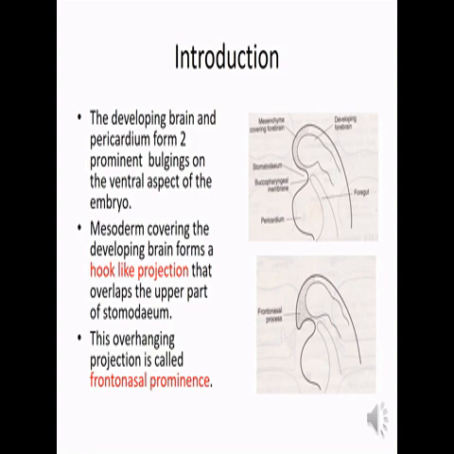Now, this developing forebrain develops a hook-like projection on the ventral aspect. This is known as the frontonasal prominence. Now, this prominence and the process are one and the same thing. Some write it as process and some write it as prominence.